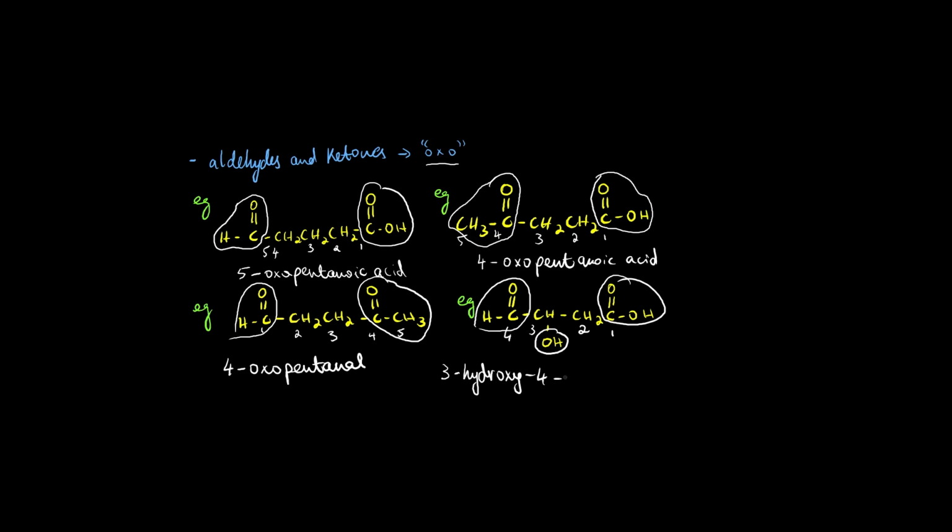3-hydroxy-4-oxobutanoic acid. Now why 3-hydroxy? You can clearly see that the third carbon has the alcohol group attached to it, therefore it's a substituent, therefore 3-hydroxy. 4-oxo because the fourth carbon of the chain has the aldehyde group attached to it, and it is a substituent, therefore 4-oxo. Butanoic acid because it is a 4-carbon carboxylic acid, simply put.